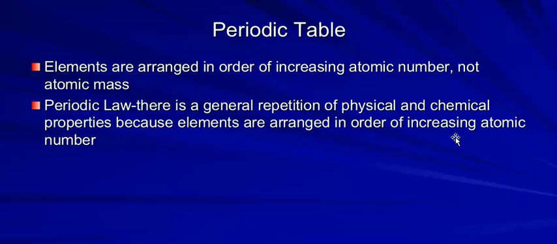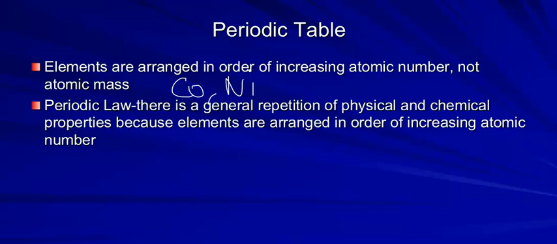Now, today's periodic table is a little bit different than Mendeleev's. Elements are arranged in order of increasing atomic number, which is the number of protons, not atomic mass. If you look at the periodic table, I'm looking at number 27 and 28, cobalt and nickel. Cobalt's number 27, nickel's number 28. If you look at the atomic masses, the decimal number, you'll see they're out of order. But we arrange elements based on the number of protons, atomic number, not atomic mass.